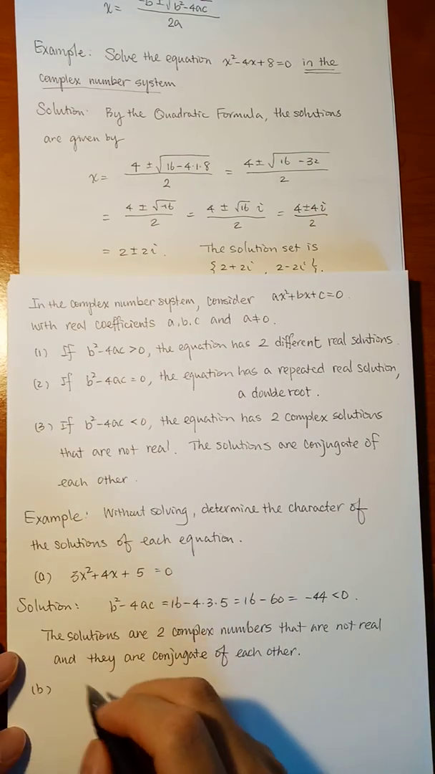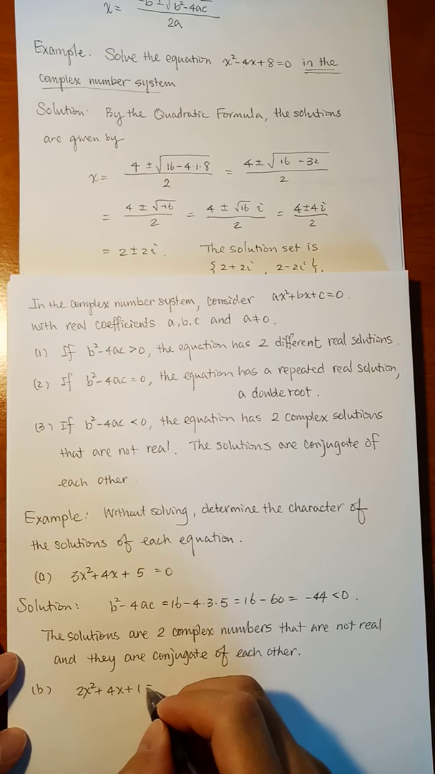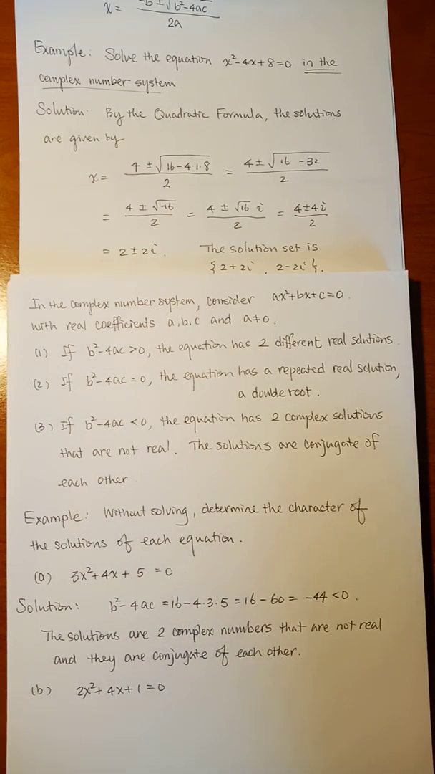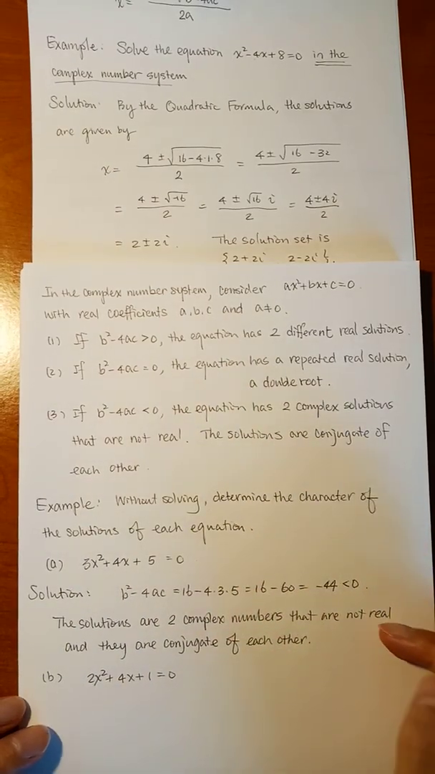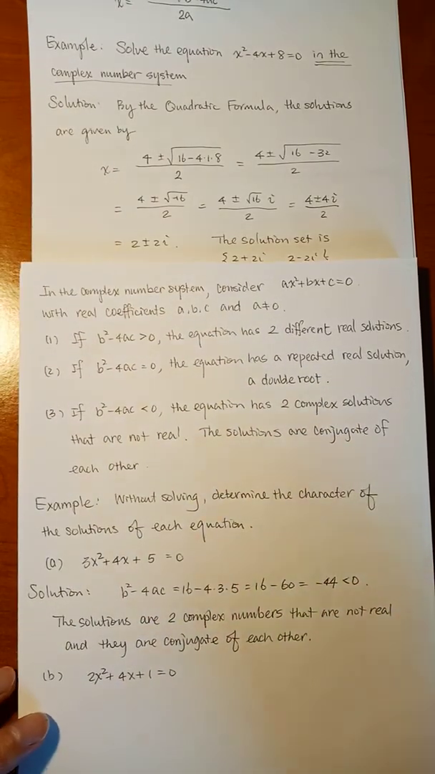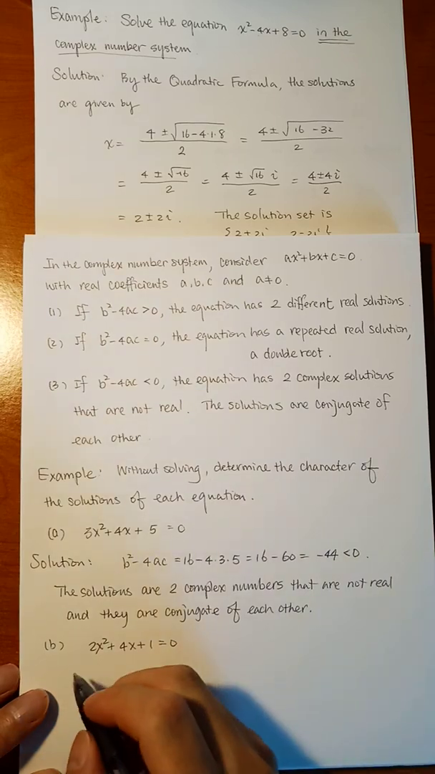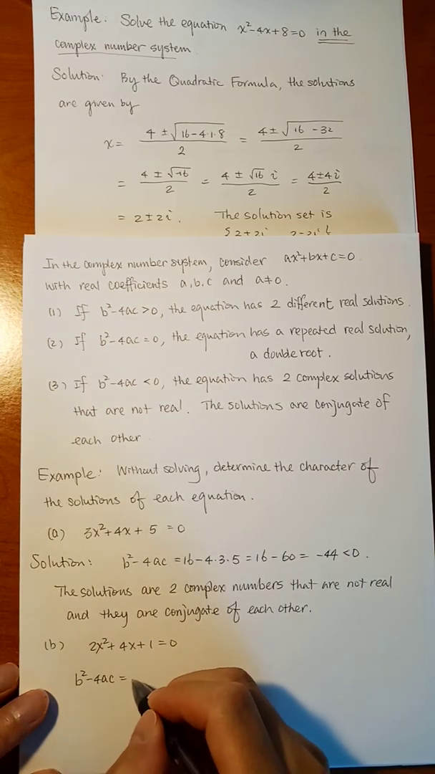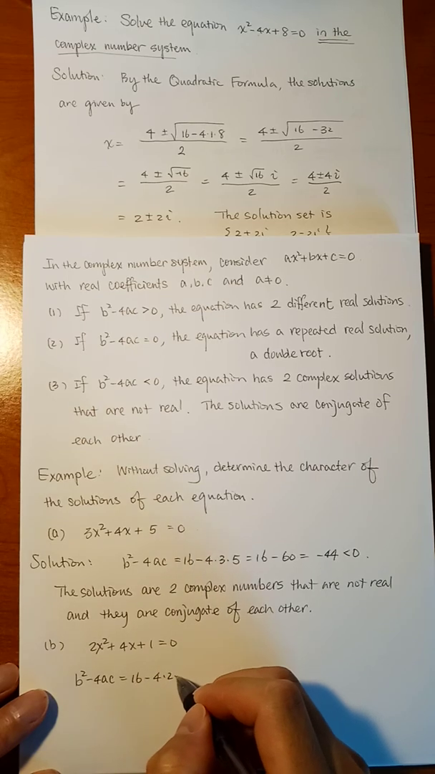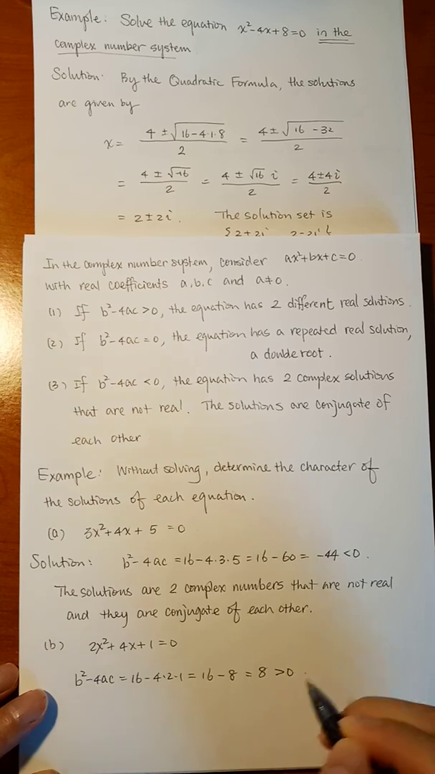B, 2x squared plus 4x plus 1 equal to 0. Without solving, you see here in the whole process, we don't actually check what is the final answer solution. We just check the discriminant. The character is determined by the discriminant. So b squared minus 4ac is 16 minus 4 times 2 times 1, is 16 minus 8, which is equal to 8.